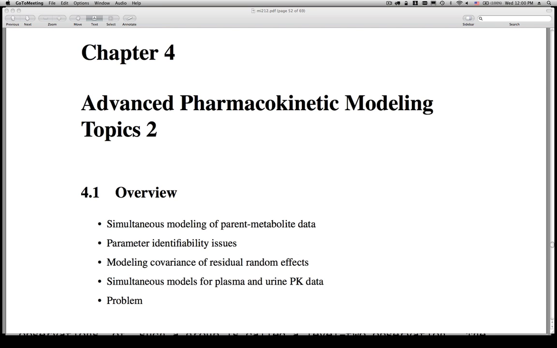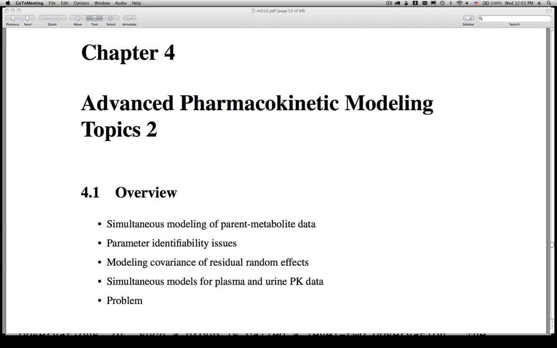We're going to build on some of the concepts that we discussed last time, particularly parameter identifiability. And we're also going to talk about these more general structures for modeling. The specific example we're going to use to illustrate that today is modeling of parent and metabolite data in a simultaneous PK model. We'll discuss how we propose that sort of model, what sort of strategies we might use, the issue of parameter identifiability as it applies to those simultaneous models for parent and metabolite data.